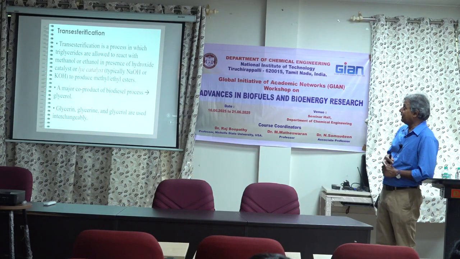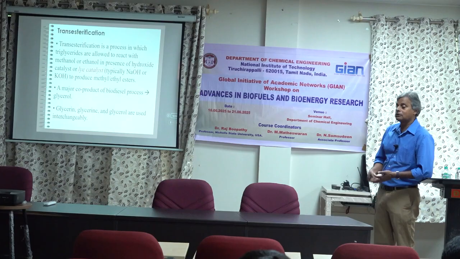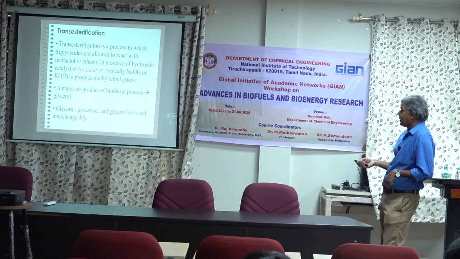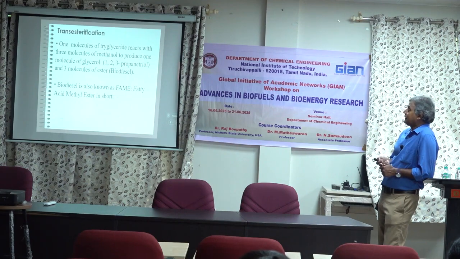Transesterification we went through yesterday. You combine with methanol and catalyst, and you produce biodiesel and also glycerin as your byproduct. Okay, glycerol. One molecule of triglyceride reacts with 3 molecules of methanol to produce 1 molecule of glycerol and 3 molecules of biodiesel. That's your mass balance.